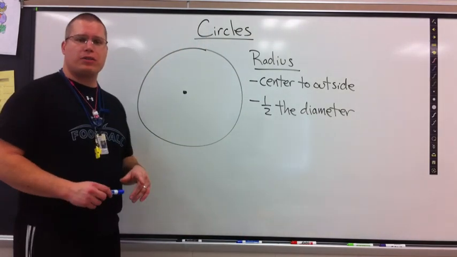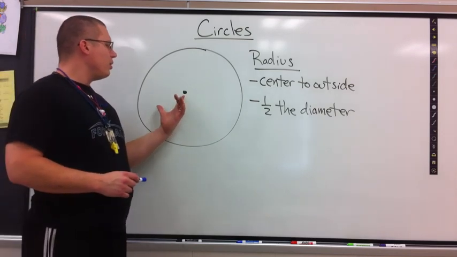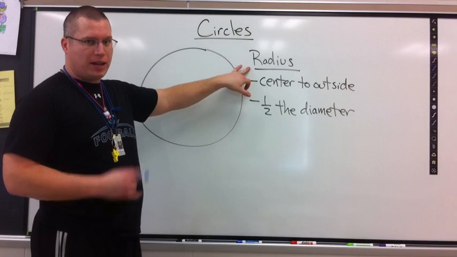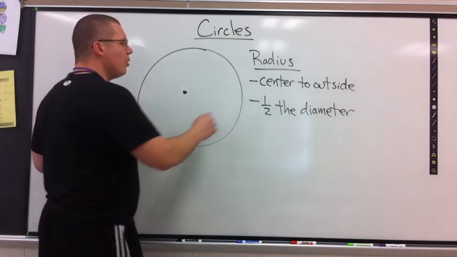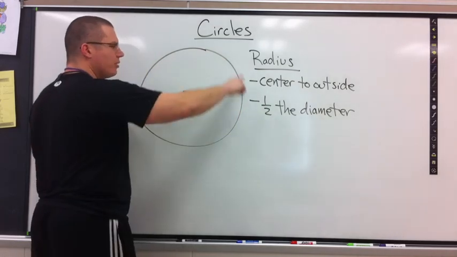I want to just take a few minutes to talk about the properties of a circle. This won't take long. Mainly you have to have the center. The first term we're going to talk about is the radius. We are familiar with radius. Radius is the measure from the center of the circle to any point on the outside.